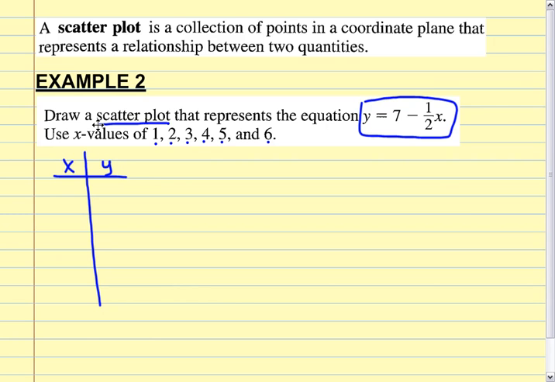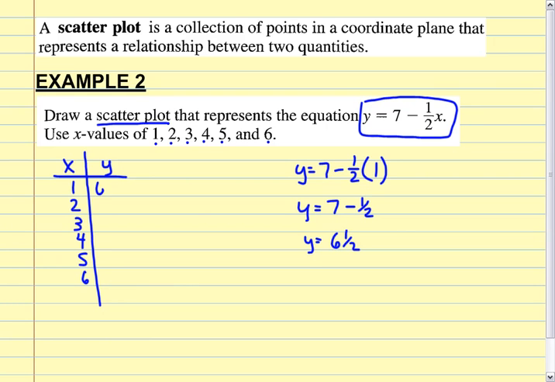So now I've got to do this. It's going to take a while. I'll probably get a dough on this one. All right? Y is equal to 7 minus a half times 1. Okay. Y is equal to 7 minus a half, because a half times 1 is a half. Y is equal to 6 and a half. So, if x is 1, then I get 6 and a half. Okay.